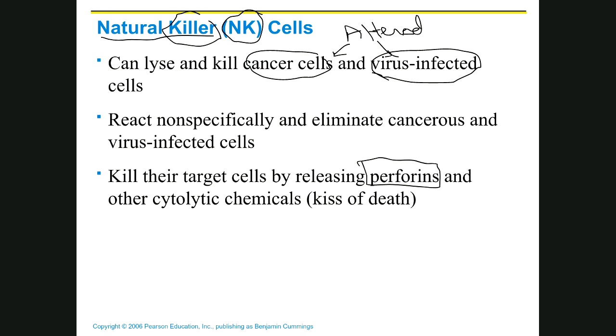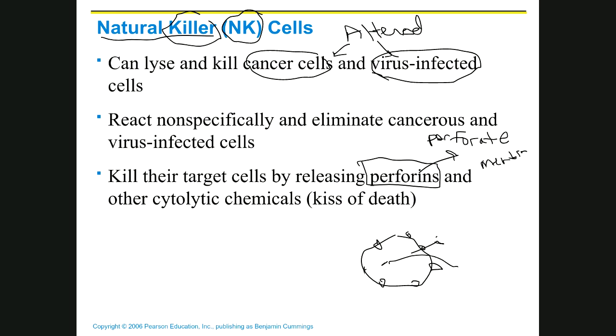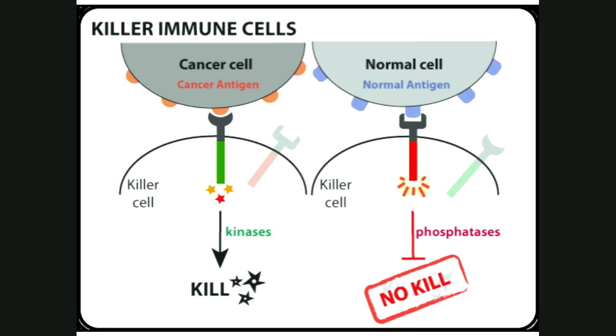Well, look at this word. It looks like the same word as perforate. And that's exactly what it does. These chemicals perforate the membrane, the cell wall. So what's going to happen is we're going to create a lot of holes in the membrane. And through the holes, fluid is going to move in and particles are going to move out, and this thing's going to basically explode.